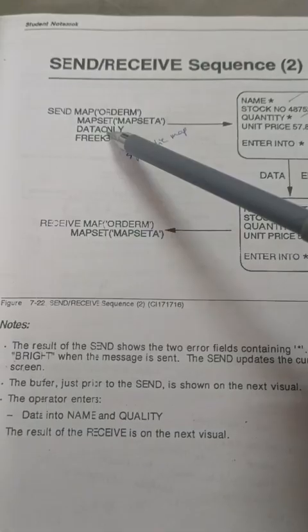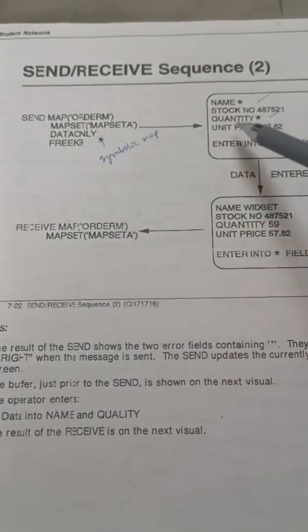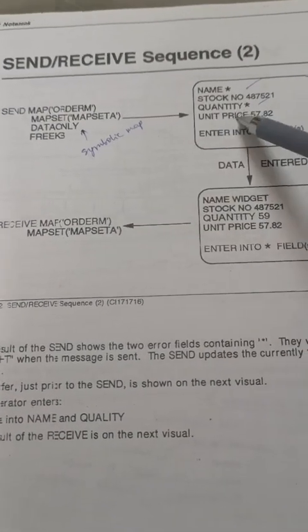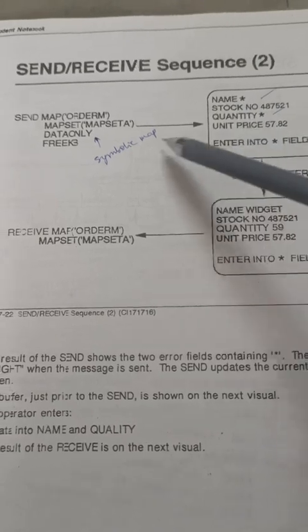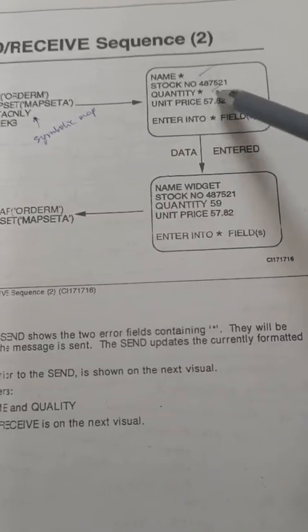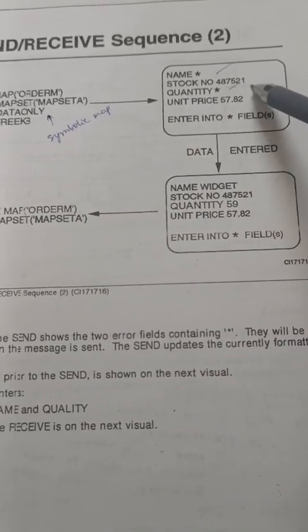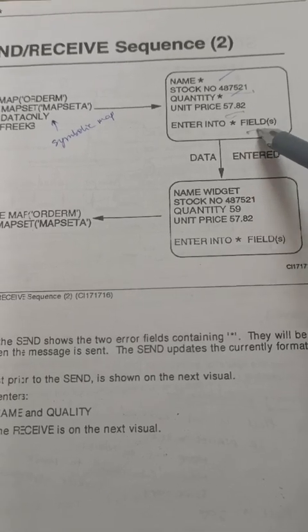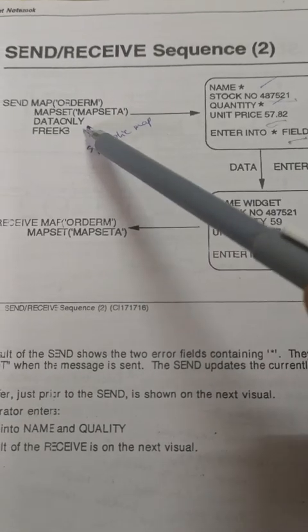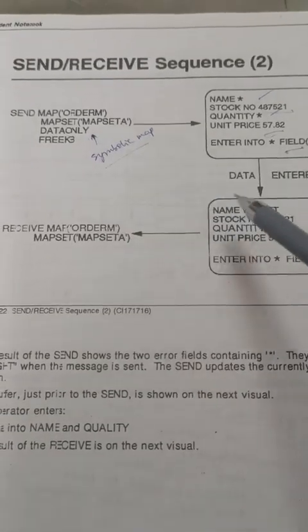This is another example. Earlier we have seen map only, now it is a data only field. Data only means that earlier we saw only the fields here. Now I am sending data, meaning each map field I am going to send here. At that time you need to mention data only. You can see the difference. Earlier we have seen map only here.